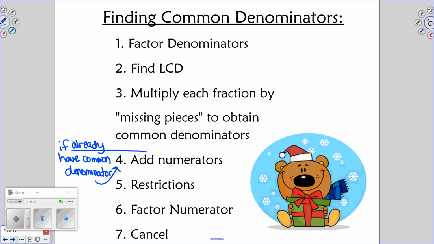All right. Once I do that, then it's just like what we were doing. I would add my numerators together, collect my like terms. This is where I state my restrictions then. Then I would factor the numerator. So denominator gets factored at the top, numerator gets factored way down here, and then cancel anything I can.